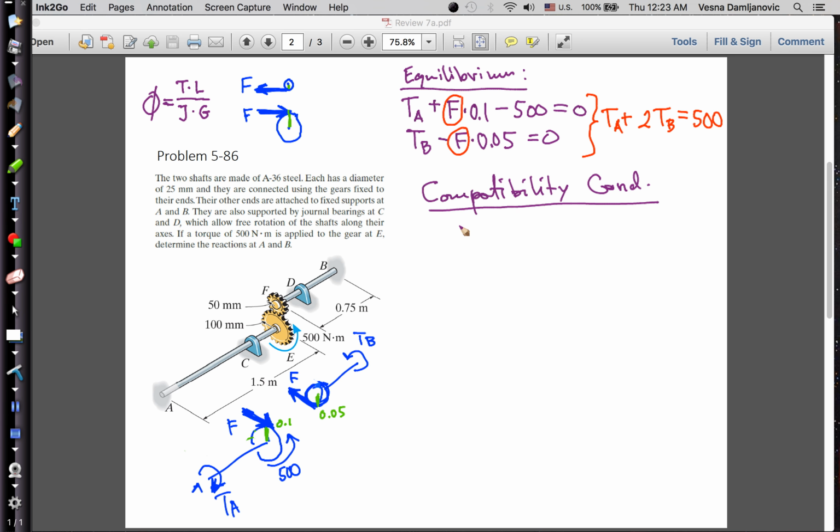The compatibility condition in this case, remember before, we just had a single shaft, and the twist angle at any point, from that point to the left and from that point to the right, those two twist angles have to be the same. But here, we don't have the twist angles really because they're not along the same axis. There is a shift. And so we know that these two forces have to be the same, these two F's, right?